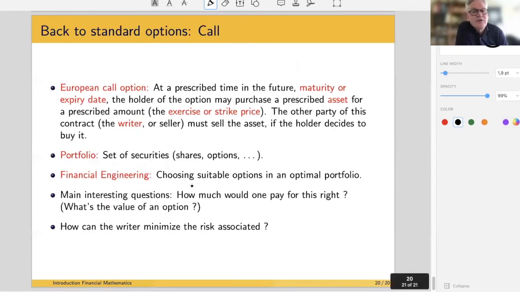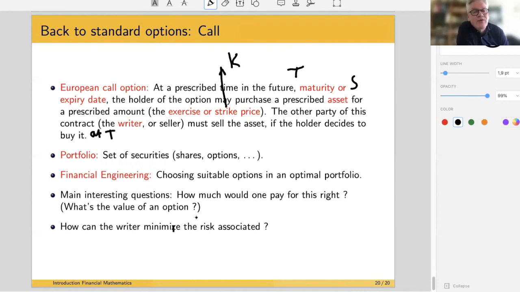Well, the final slide for today, we summarize what was a European call option. Again, at a prescribed time in the future, which we called maturity or expiry date, and we denoted by capital T, the holder of the option may buy a prescribed asset, a stock S, for a prescribed amount, the exercise or strike price, which we denote by K. The other party of this contract, the one who sold the contract, the writer or the seller, must sell the stock if the holder decides to buy it at time T.